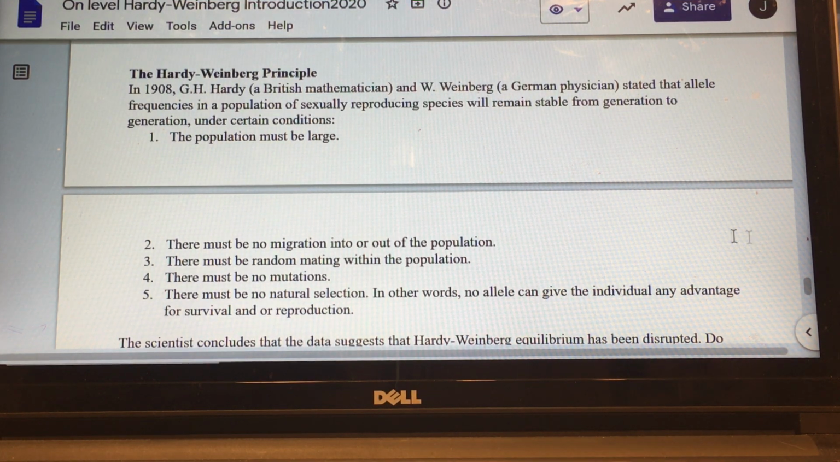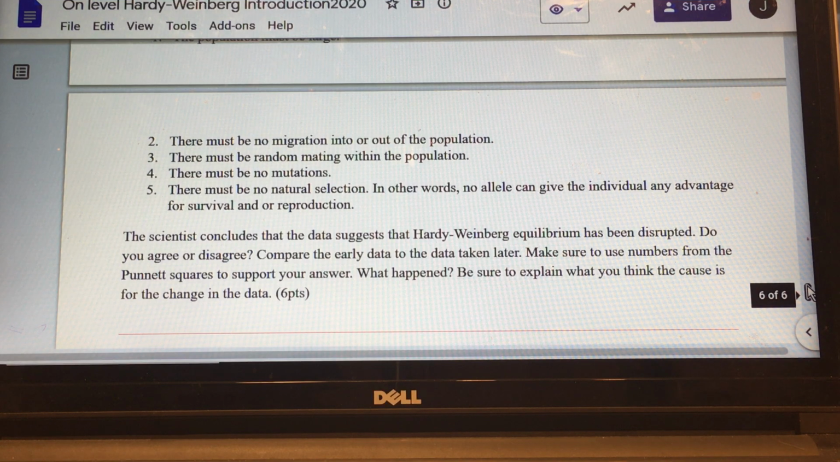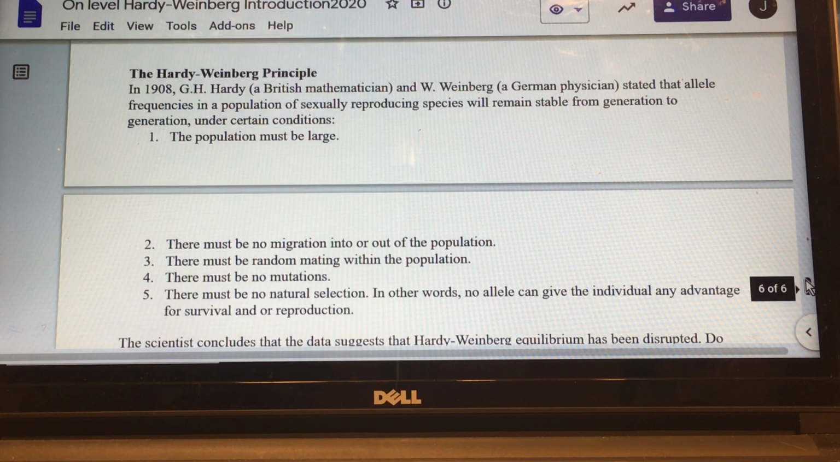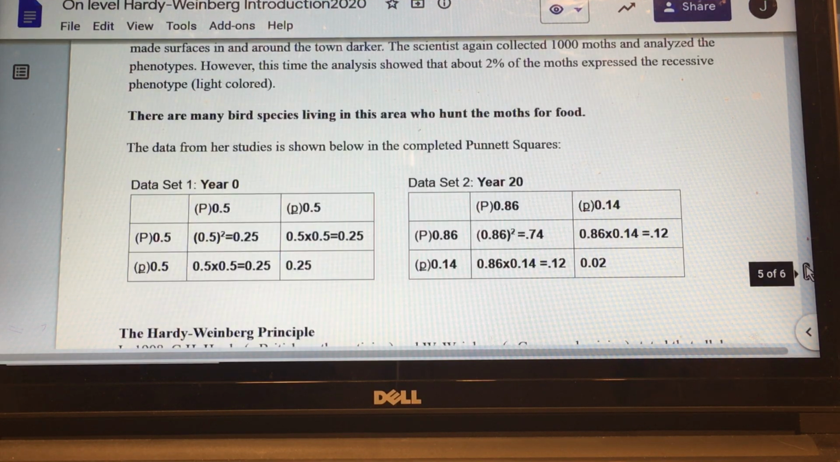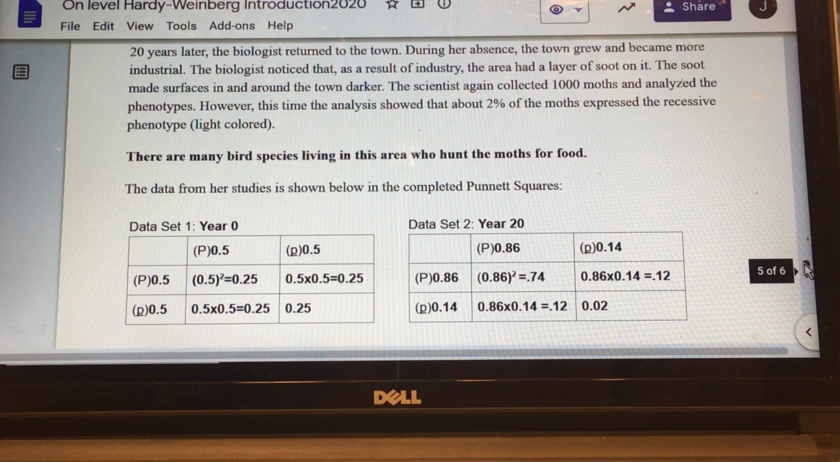So the question says, the scientist concludes that the data suggests that Hardy-Weinberg equilibrium has been disrupted. Do you agree or disagree? Compare the early data to the data taken later. Make sure to use numbers from the Punnett squares to support your answer. What happened? Be sure to explain what you think the cause is for the change in the data. So you've got to say which of these 5 conditions was not met, keeping in mind what we said about the bird species hunting the moths for food. That will probably give you a clue if you take notice of that.